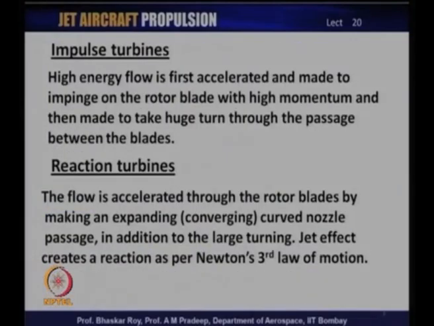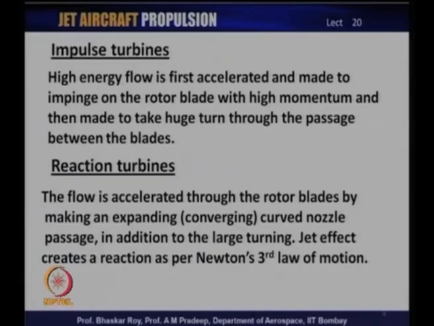Hence, we have two kinds of turbines. The impulse turbines, in which the high energy flow is accelerated and made to impinge on the rotor blade with initially high momentum, and then it takes a huge turn through the passages created between the blades. The aerofoils create the passage, and then we get the impulse action. The reaction turbines, on the other hand, not only take a huge turn, but in addition they execute a large acceleration through this converging curved nozzle.